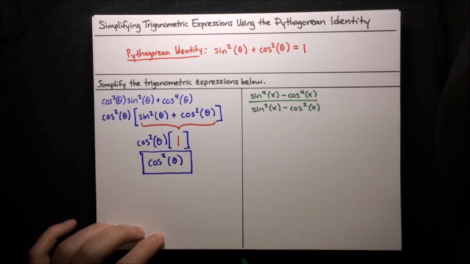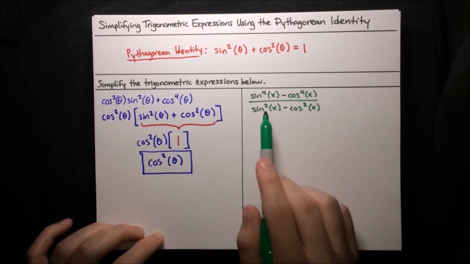Okay, let's jump to the next one here on the right. In the numerator, we've got sine to the fourth of x, and then minus cos to the fourth of x. And that's all divided by this denominator consisting of sine squared x minus cos squared x. When simplifying rational expressions, it's always a good idea to start by factoring, so why don't we go ahead and try to do that. First, looking at the numerator here. It looks like the numerator and the denominator are both differences of squares, so that should be relatively straightforward to factor. The numerator, let's go ahead and factor that first.